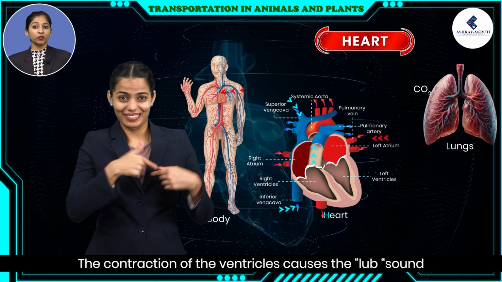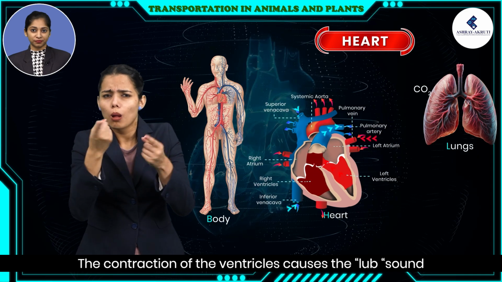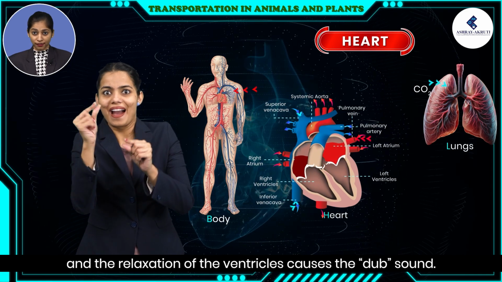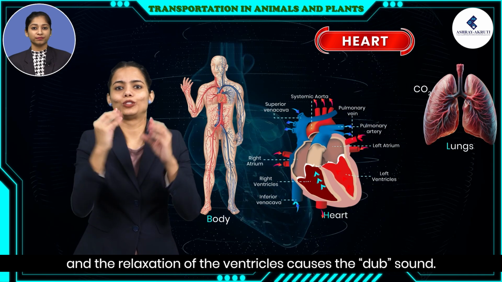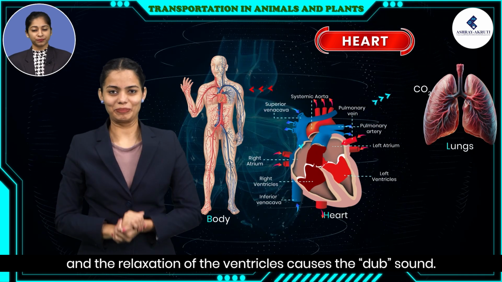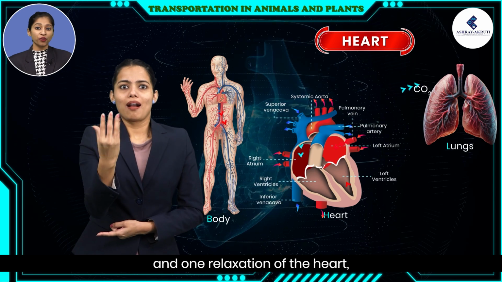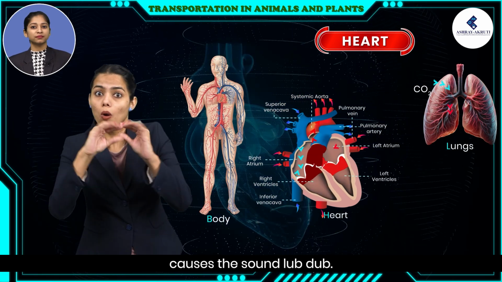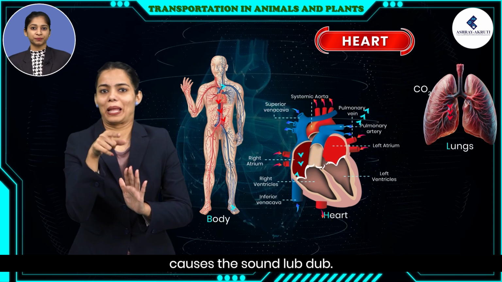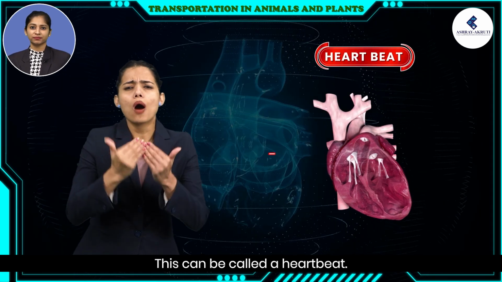The contraction of the ventricles causes the lup sound, and the relaxation of the ventricles causes the dup sound. So, one contraction and one relaxation of the heart causes the sound lup-dup. This can be called a heartbeat.